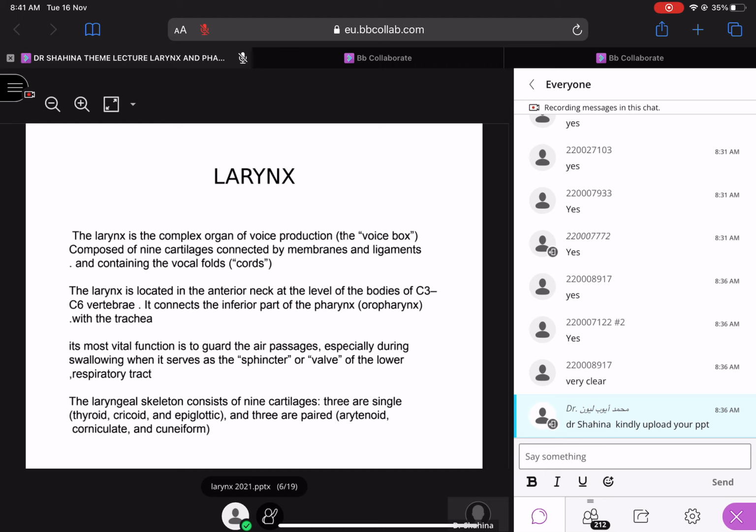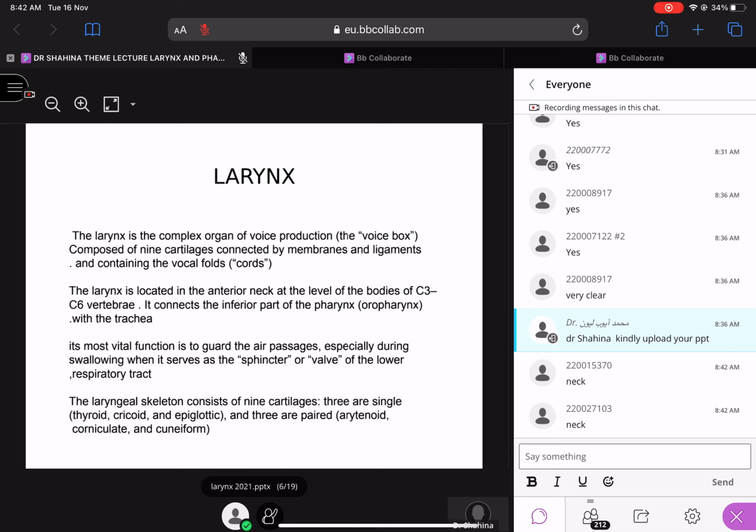Now you will see the extent and its situation. So where it is present, where it is located in the body. Yes, anybody? In the neck. Yes, in the anterior region of the neck. Okay, so this lies in the anterior region of the neck, and this is one of the midline structures. So this is in the midline of the neck, and it extends from the root of the tongue up to the trachea. So this is its extent.